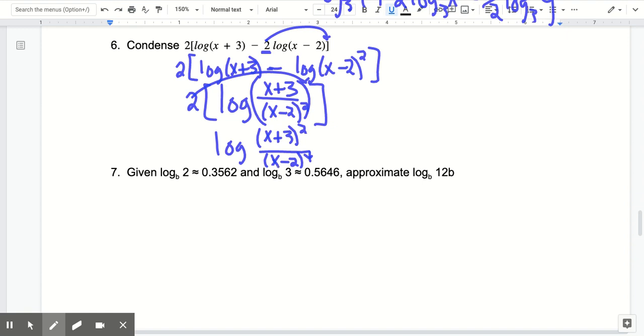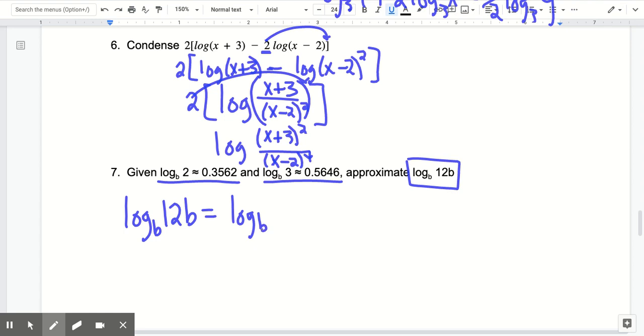Okay, the last thing we want to do is evaluate log base b of 12b. Now, we don't know anything about log base b, but we are given these 2 pieces of information. We do know log base b of 2 and log base b of 3. So if we can rewrite this using log of 3 and log of 2, I think we can manage this. Here we go. So log base b of 12b. Well, first I can pull that apart because it's multiplication. So this is log base b of 12 plus log base b of b.